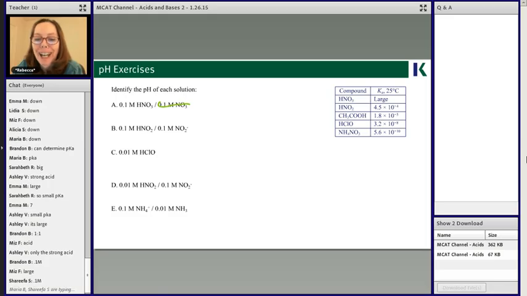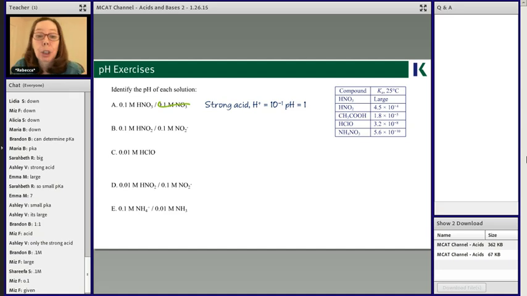Very good, Sharifa. Think about this. This is different than a buffer. With a strong acid, the H+ is exactly the same as the acid that we dissolved in solution. This is why strong acids and strong bases are not used for buffers. They have no buffering capacity. What you see is what you get, as long as it is a strong acid or strong base.